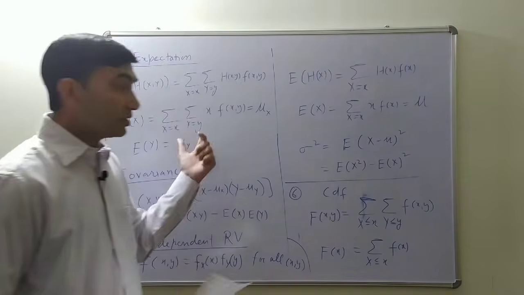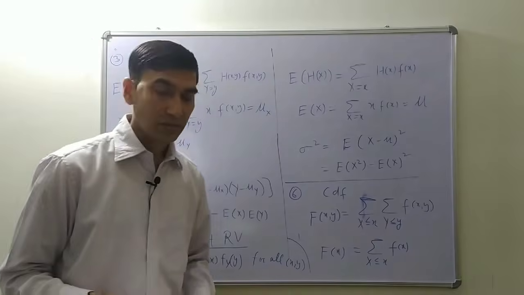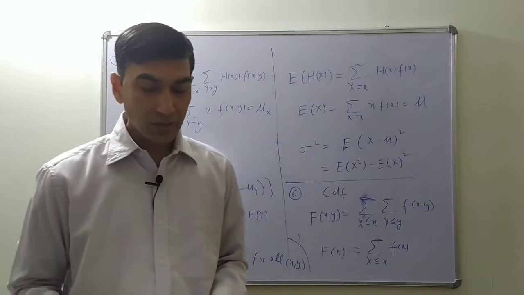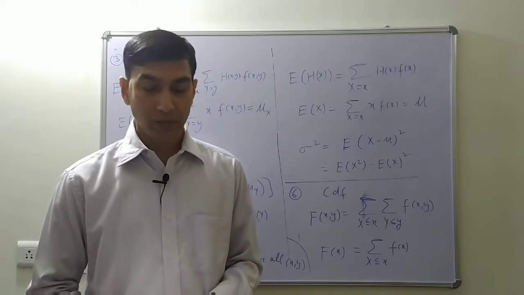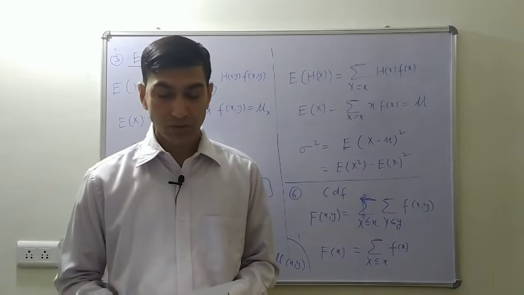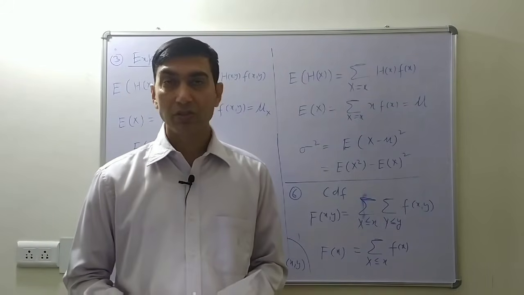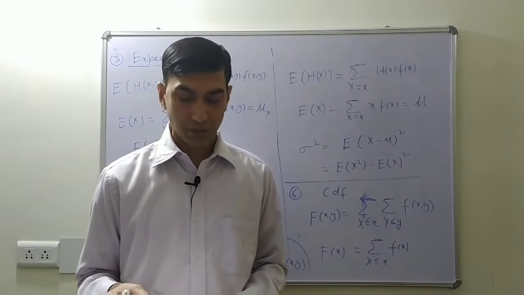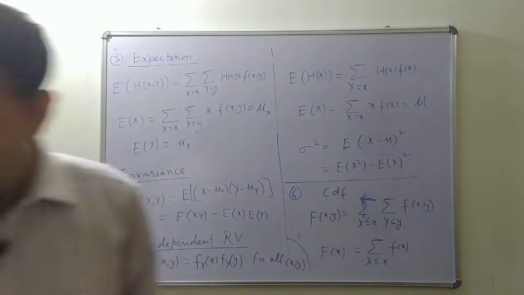So after having these definitions regarding the joint discrete random variable, we can do a couple of examples to understand these definitions in a much better way. Okay, so let's begin with the examples now.